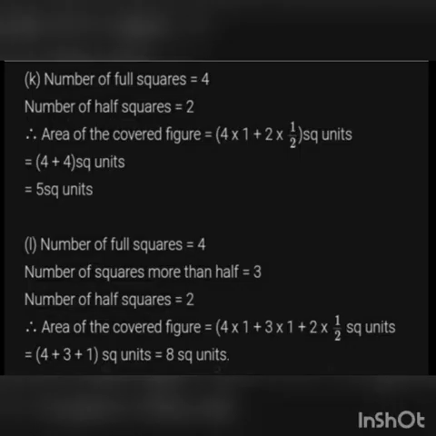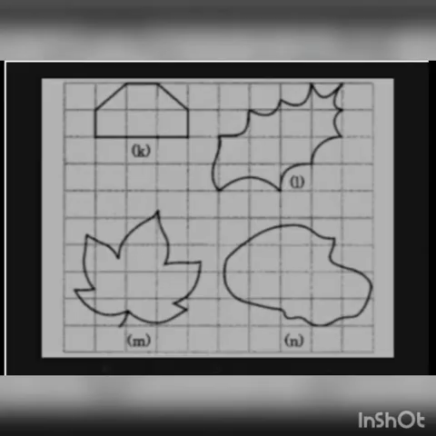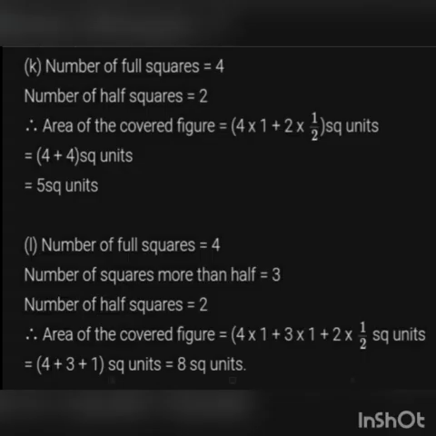So what is the area? Full squares we counted 4. More than half we counted 3. The number of half squares is 2. Then what will be the area? Full squares and more than half squares we count as 1 each. So 4 plus 3, 7. Now the number of half squares is 2, so 2 half squares make 1. So 4 plus 3, 7, plus 1, 8 square units. This is how we find the area by using squared paper.